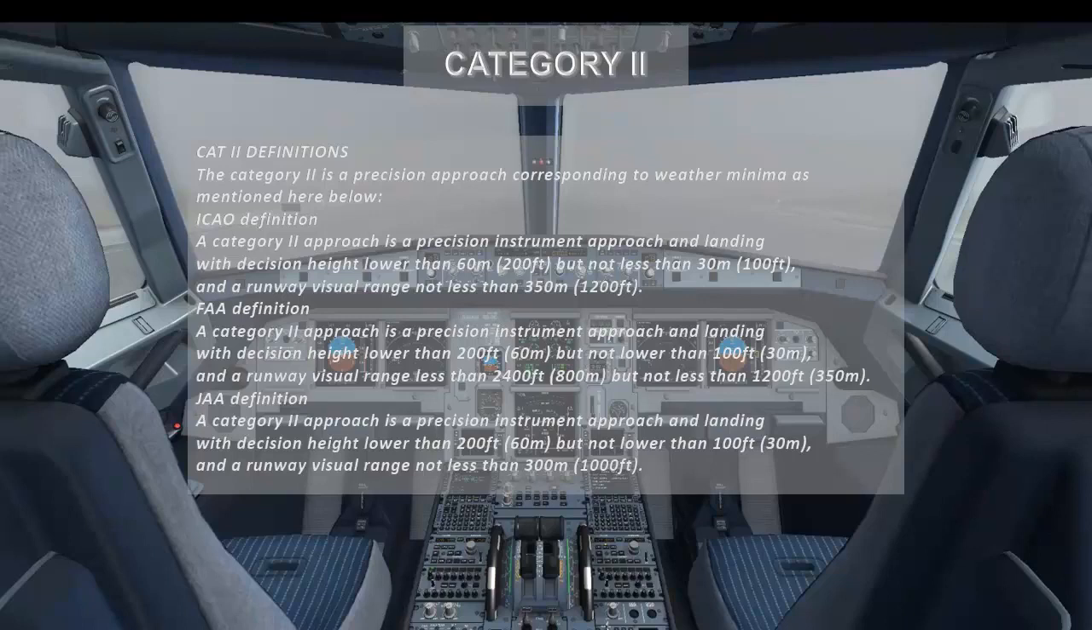AWO definition. A Category 2 approach is a precision instrument approach and landing with decision height lower than 200 feet, 60 meters, but not lower than 100 feet, 30 meters, and a runway visual range not less than 300 meters, 1,000 feet.